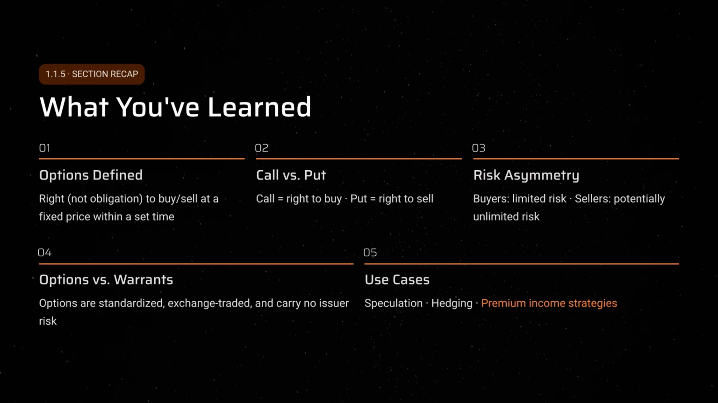Options offer flexibility, leverage, and can be used for hedging or income strategies. Warrants are similar to options, but are issued by banks and are not standardized, like exchange-traded options. Exchange-traded options involve no issuer risk and are standardized, while warrants depend on the issuing bank.